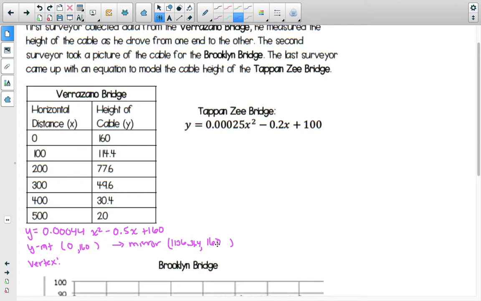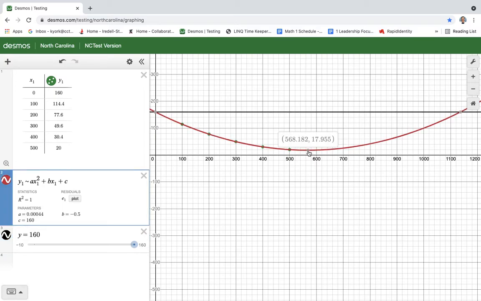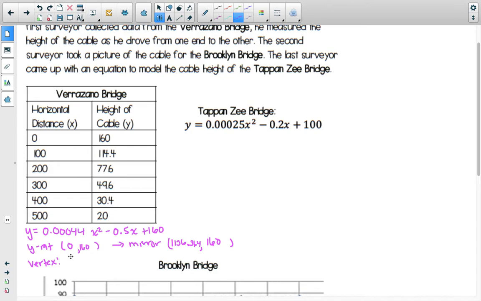Because we know the y value, we can find the x of that. So to find the vertex of the Verrazano Bridge, this gray dot right here is our vertex at 568, which is half of 1,136, so that makes sense. 568 and 182 thousandths, comma 17 and 955 thousandths. So we'll put the vertex at (568.182, 17.955).